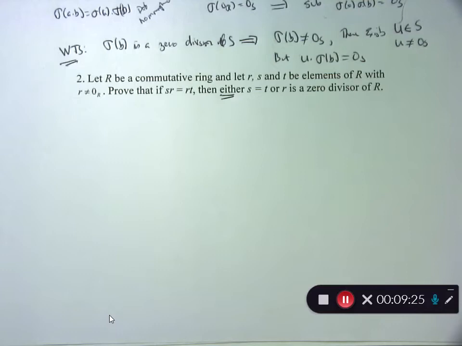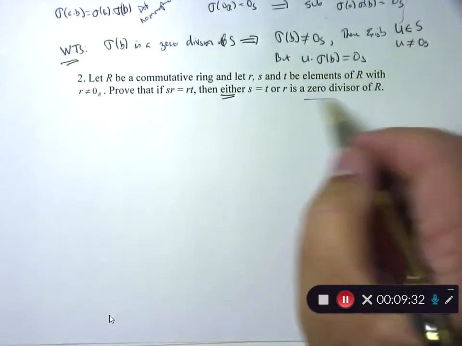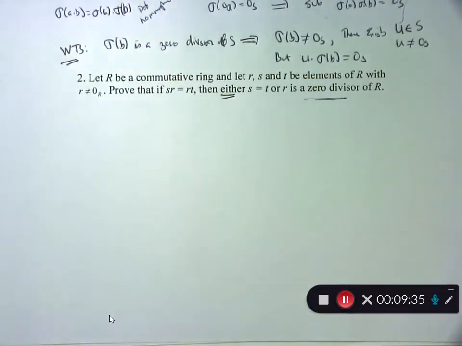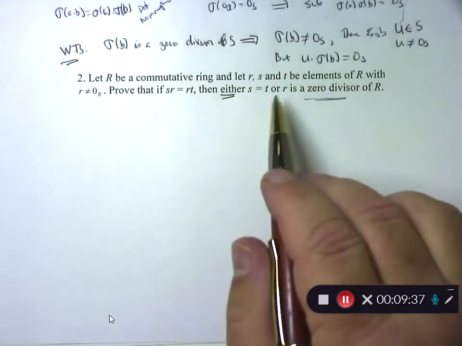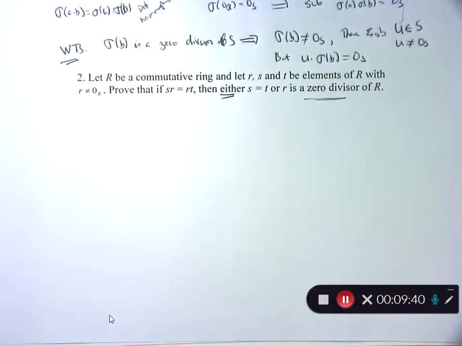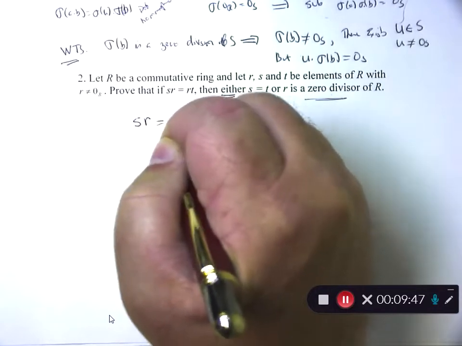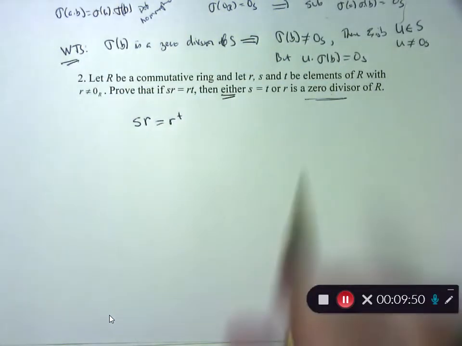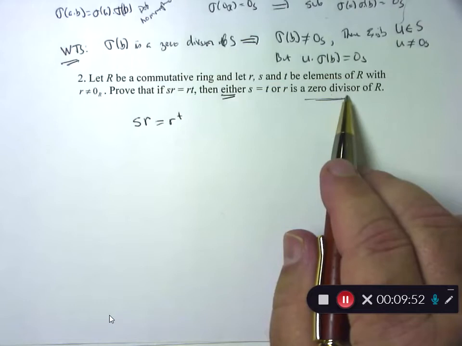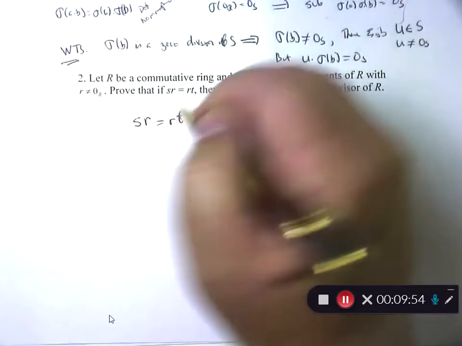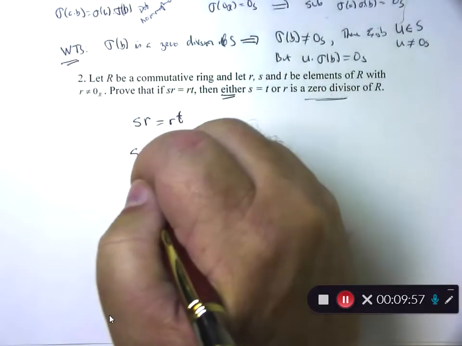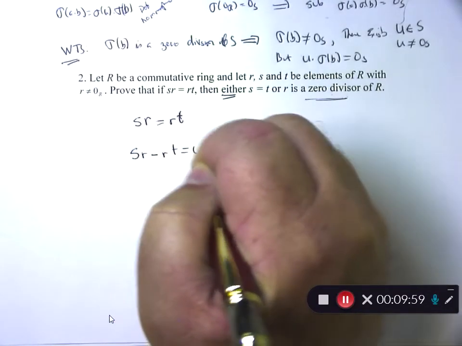Okay, so basically you're going to work with your definitions here. Now when we're talking about zero divisors, what I'm talking about here is R being a zero divisor. I'm going to multiply R, which is non-zero, by another non-zero element, and I got to get 0. Well, if you've got an equation here, that's what you need to start with. SR equals RT. But if you're going for zero divisors, you always set stuff equal to 0. So I'm going to subtract RT from both sides. So I get SR minus RT equals 0 in R.